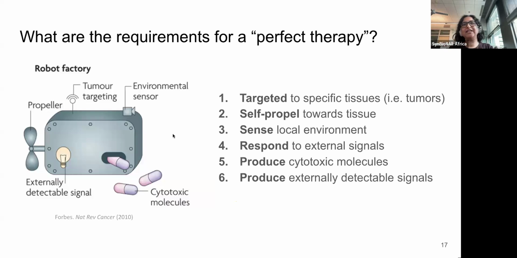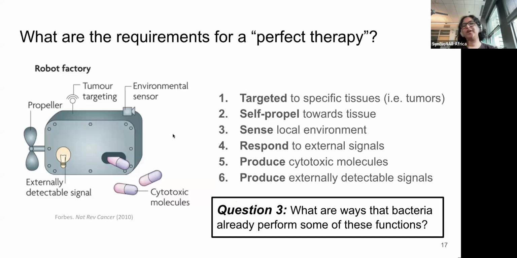And so my question to all of you is, what are ways that bacteria already perform some of these functions? You can think about this with respect to what we were looking at before with the microbiome or some native functions that microbes have. And you can just throw those in the chat again. So how do microbes, based on your understanding of this course already and some of the other lectures, already do some of these different things, either natively or through engineered function?